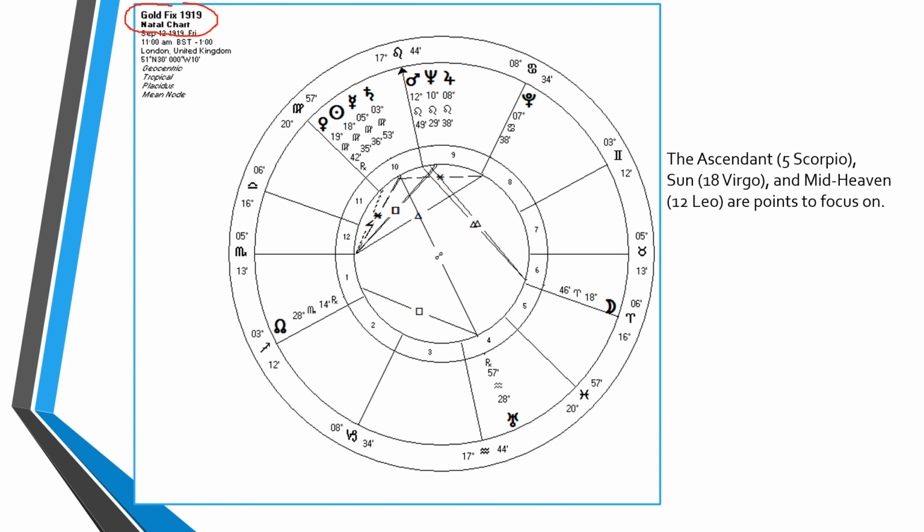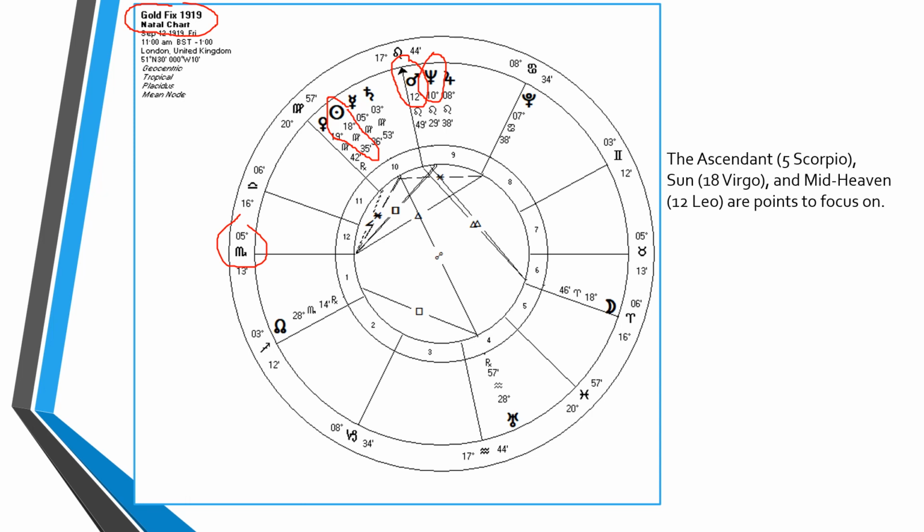Now, in 1919, this horoscope chart shows the position of the planets. You had the ascendant at 5 of Scorpio. You had the sun up here at 18 of Virgo. You had the midheaven at 12 of Leo, and notice that Mars was right there. Notice that Neptune is right beside Mars.